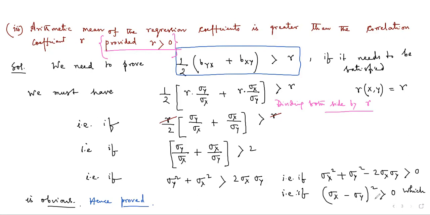Now, suppose you are not careful enough and you have got two lines of regression, and you want to check whether their arithmetic mean is greater than the correlation coefficient. You may find an absurd result, because probably the bivariate distribution on which you are working is giving you a negative correlation. If it is giving you the negative correlation, then this result will not hold.